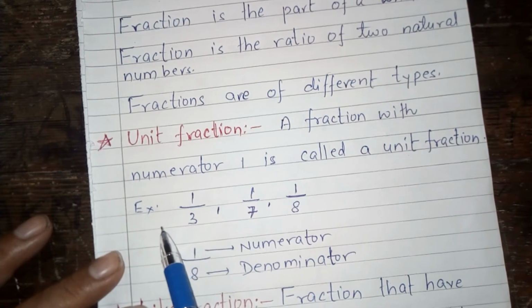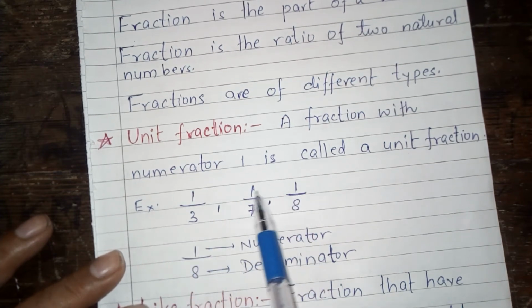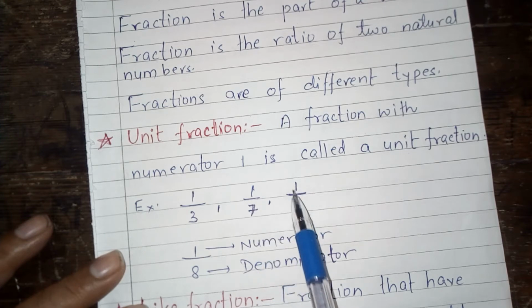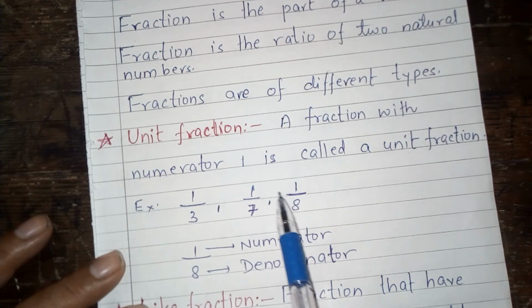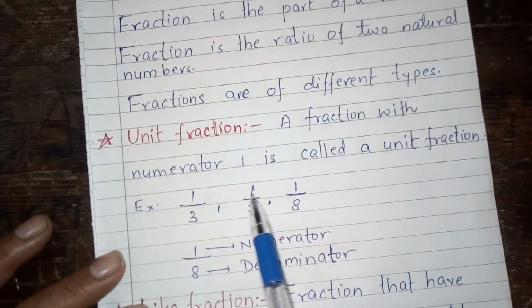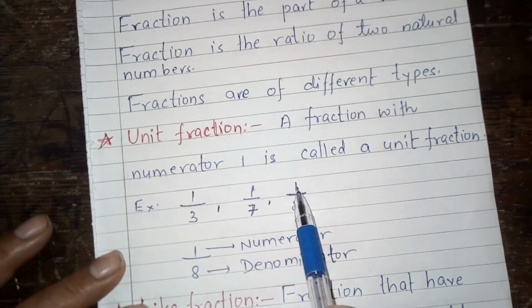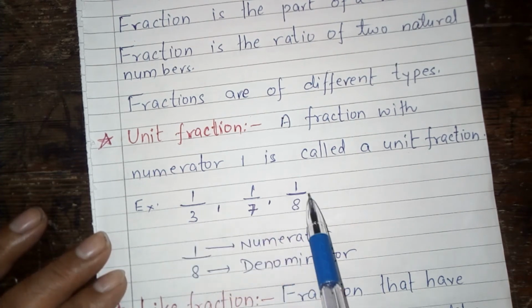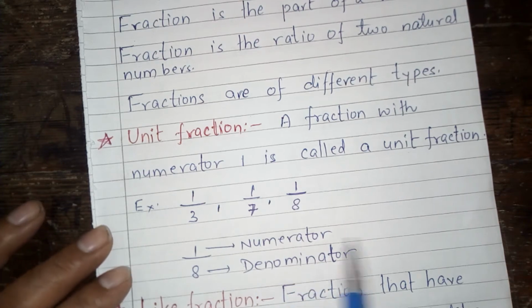As you are looking, there are three examples: 1 upon 3, 1 upon 7, 1 upon 8. In these three examples, what you are looking at, 1 is in the numerator. In the third example also, 1 is in the numerator. Okay. So this is the example of unit fraction.